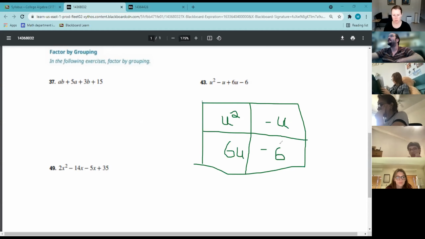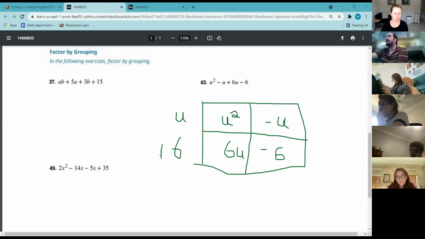6u and I did a minus 6. So if you're doing factor by grouping, you're looking at u squared and minus u. If we're looking across here, what's the common factor that you took out of these two things? U. And then between 6u and minus 6? 6. And what kind of 6? I just did a normal 6, positive. Should be positive 6. Now we're looking at 6u and minus 6. That was the one I just did.